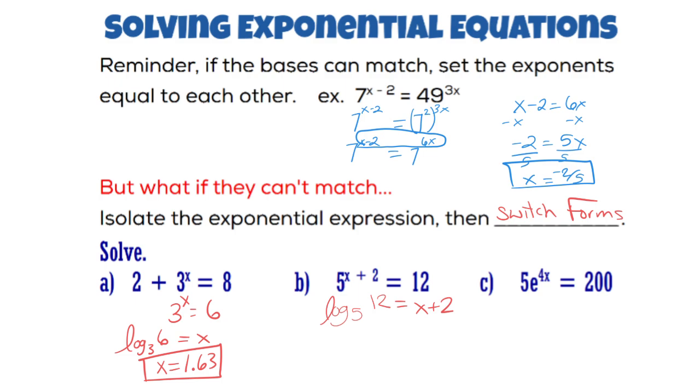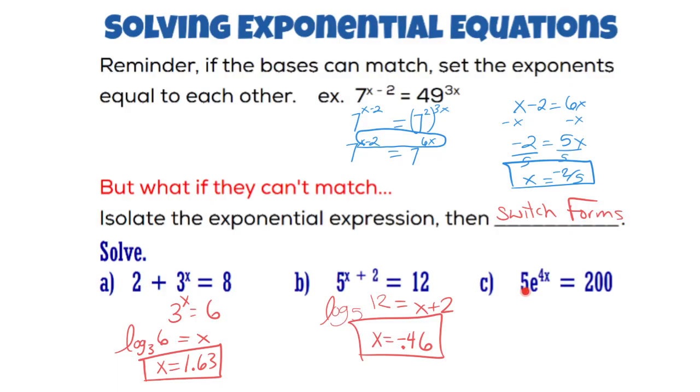Math alpha math. Okay, so I got the 1.54, and I just subtract 2 from that. And so then my answer is negative 0.46. Okay, let's try one more.